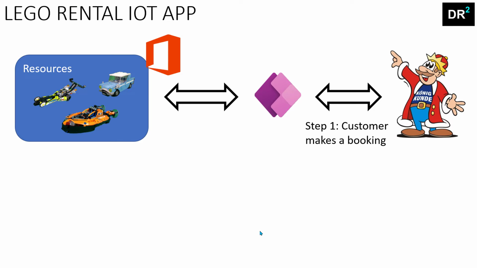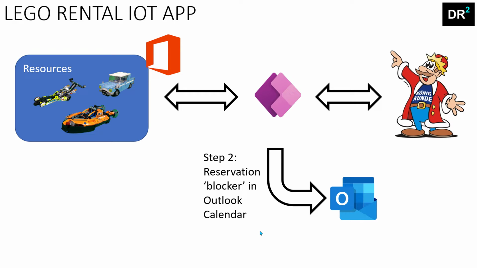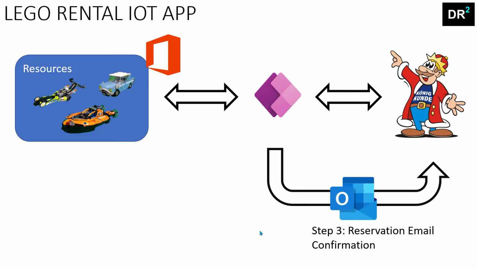The process starts as follows. First, the customer logs into the app and makes a booking. He checks what is available, what kind of vehicle he likes, how long he wants to rent it, and then he books it. With the booking, I automatically get a blocker in my Outlook calendar. That's a standard feature of the Book My Room app. Then I extended it a bit and sent the customer a reservation confirmation email. I want to let the customer know that he booked something.